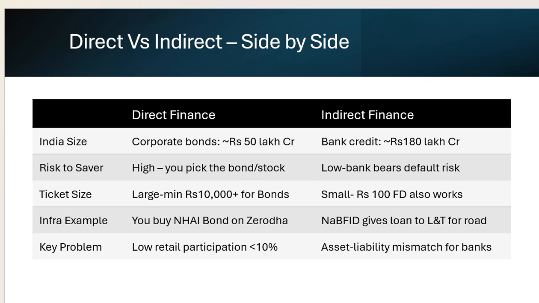And then the risks to the saver. High risk for picking bonds and stocks, so it's high risk for direct financing, as the stock will not predict the growth. And low risk, the default risk is borne by others. So in indirect financing there is low risk from default, where the intermediate entity takes care of it on your behalf to save your money. Ticket size is large, minimum 10,000 plus for the bonds.